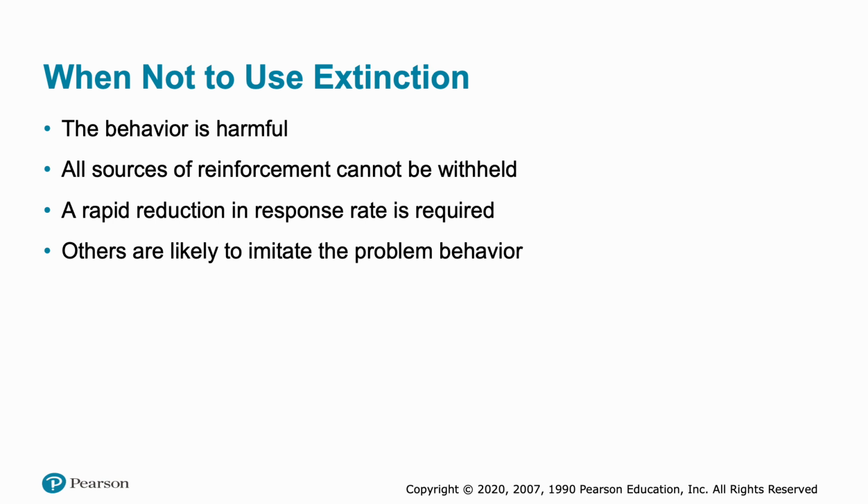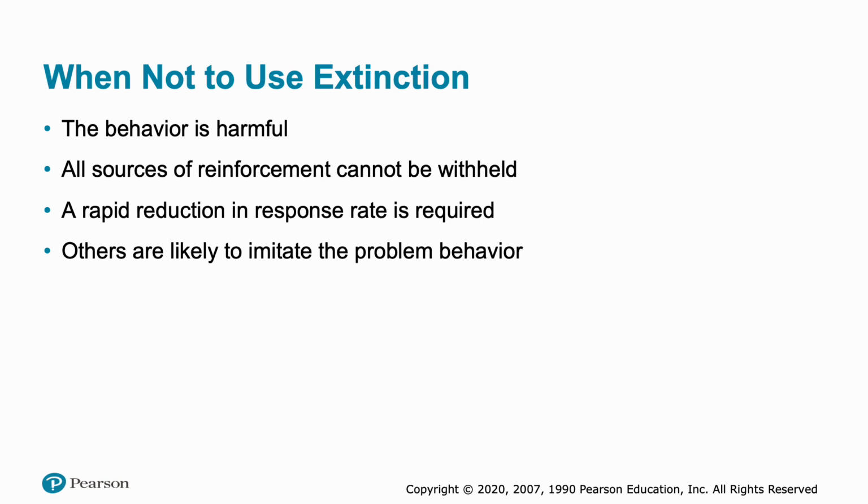If you don't think that those are manageable, don't implement extinction. You also don't want to implement extinction if all sources of reinforcement cannot be withheld. So I mentioned if there are multiple reinforcers and you can't withhold some of those, don't implement the extinction procedure. The behavior will be intermittently reinforced, and then you are creating a behavior that's more resistant to extinction, which is the opposite of what you would be trying to achieve. Okay. You also don't want to implement extinction for a behavior where you need the behavior to be reduced very quickly. Okay, an extinction procedure takes time. You might experience resistance to extinction. The behavior has to get worse before it gets good. And so if you are looking for a rapid reduction in response rate, then this is not the intervention for you.